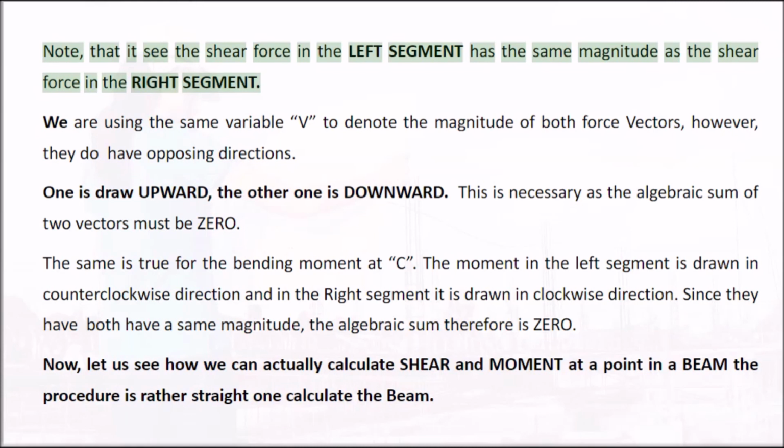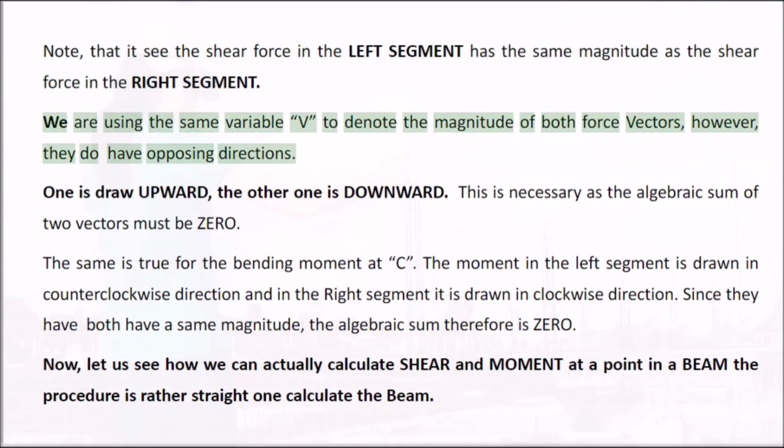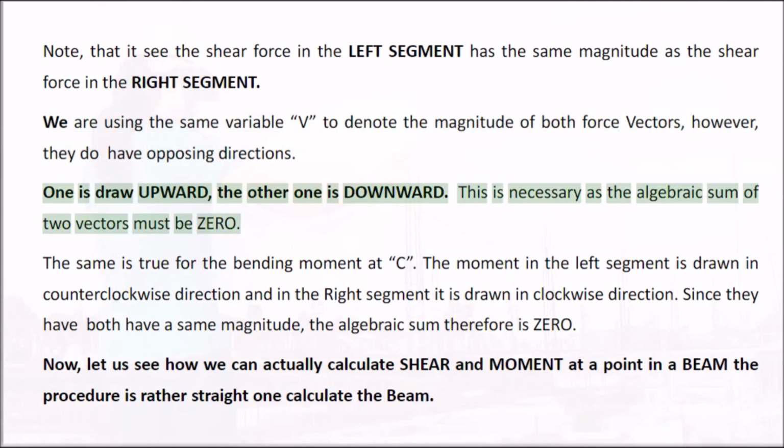Note that at C the shear force in the left segment has the same magnitude as the shear force in the right segment. We are using the same variable V to denote the magnitude of both force vectors, however, they do have opposing directions. One is drawn upward, the other one is downward. This is necessary as the algebraic sum of two vectors must be 0.